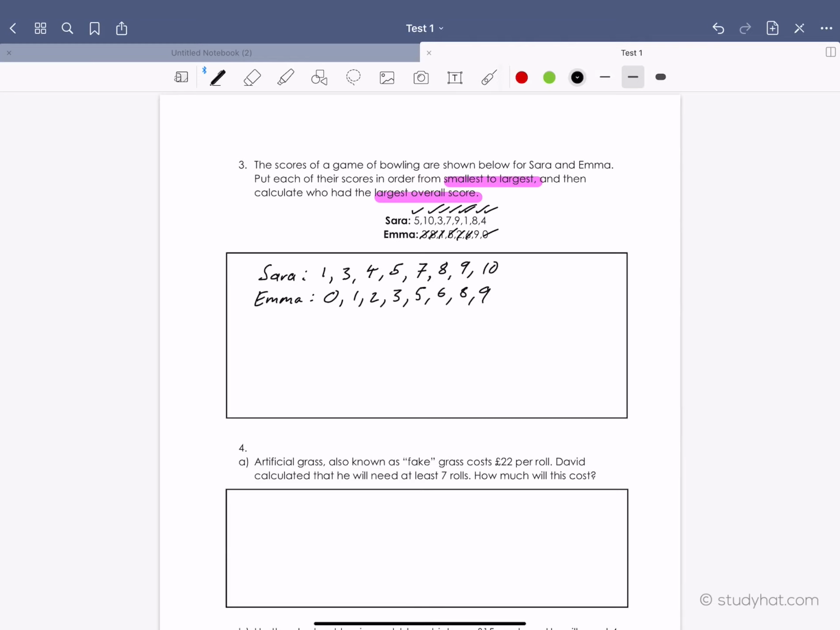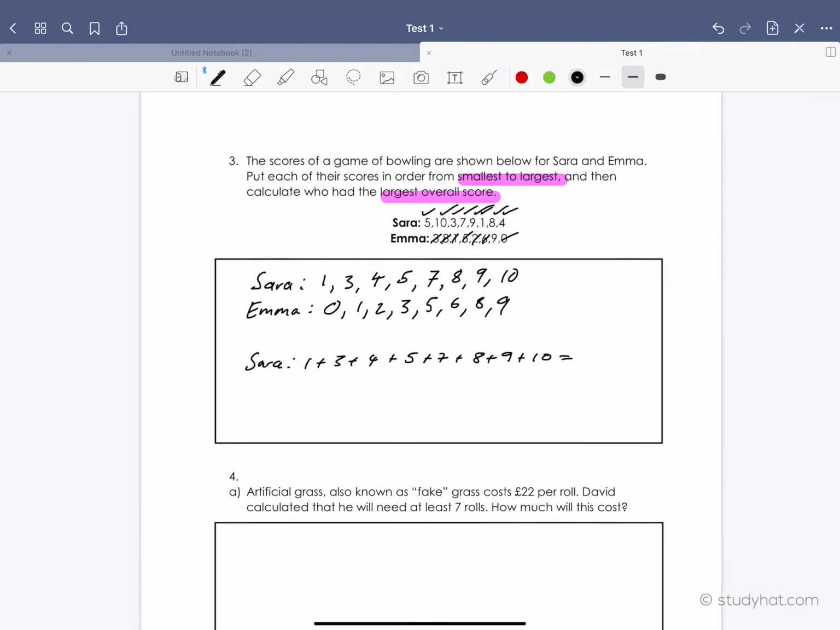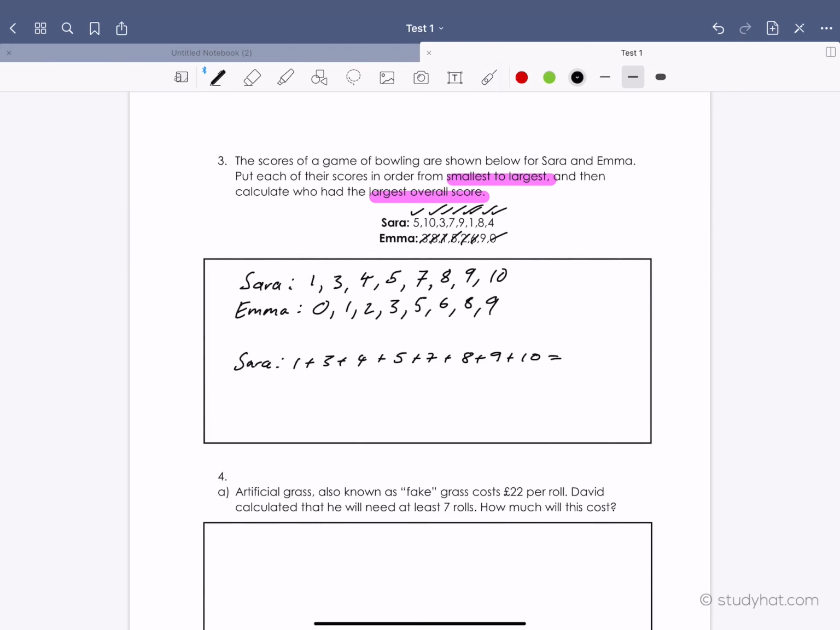So for Sarah, it will be 1 plus 3 plus 4 plus 5 plus 7 plus 8 plus 9 plus 10. I think we did this in our heads. Don't do it in a column. 1 plus 3 is 4, plus 4 is 8, plus 5 is 13, plus 7 is 20, plus 8 is 28, plus 9 is 37, plus 10 is 47.